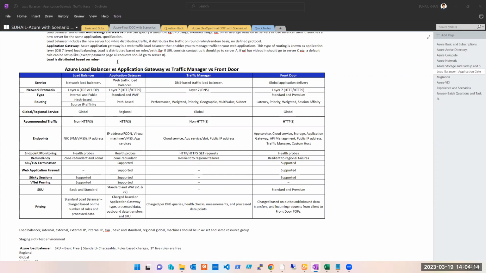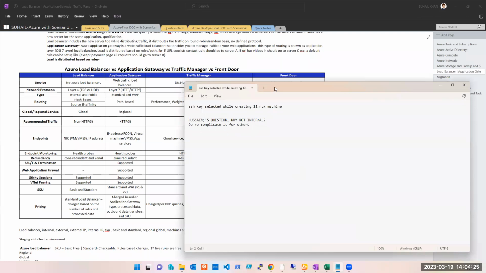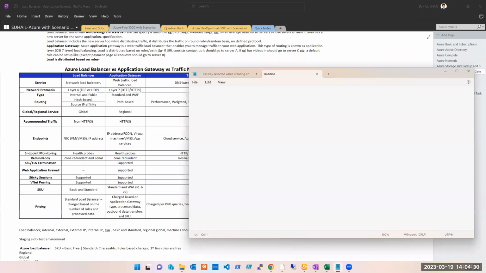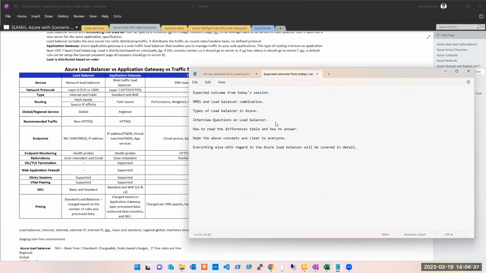So my question, guys, was that the scope of yesterday's session was, I am being very specific about it. Let me write it down, in fact, for you. It will be easier for you. I did send it to you on WhatsApp also, just to make your confusion clear. So the outcome expected from yesterday's session was the VMs and load balancer combination.